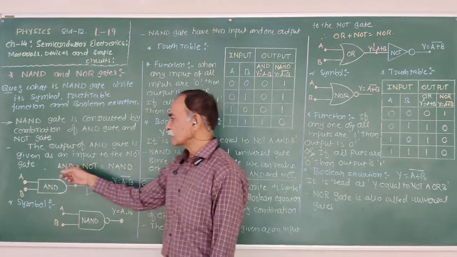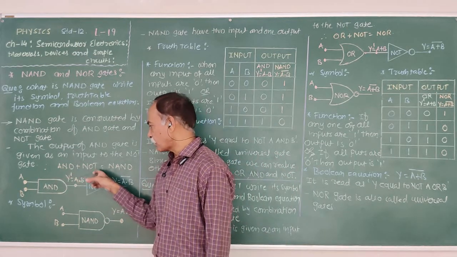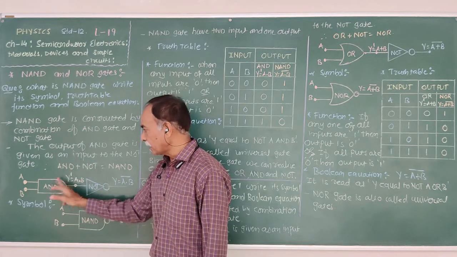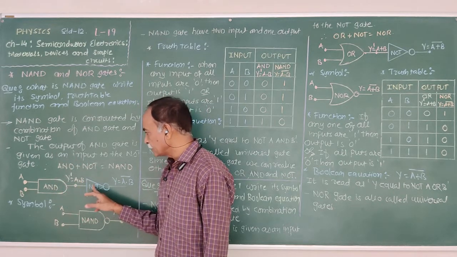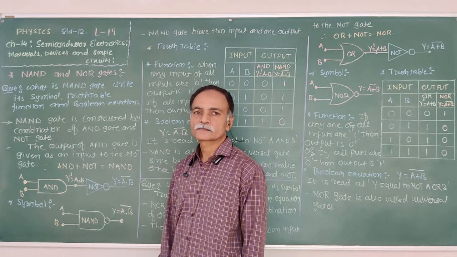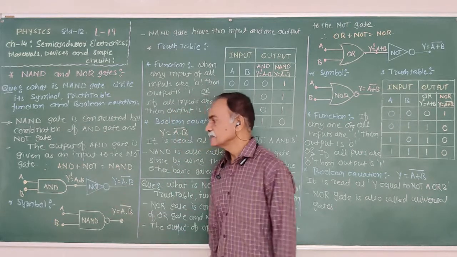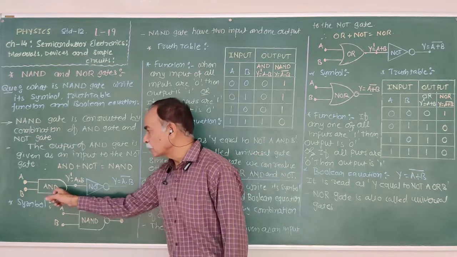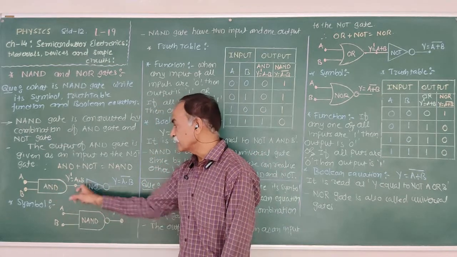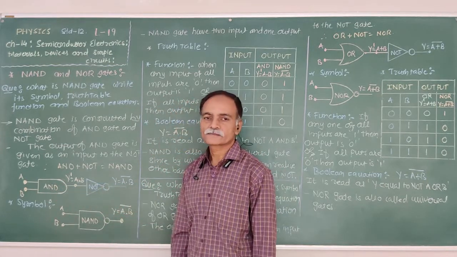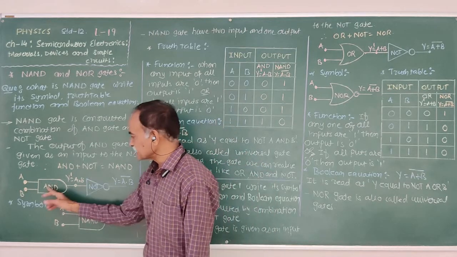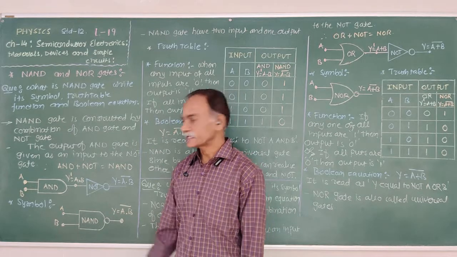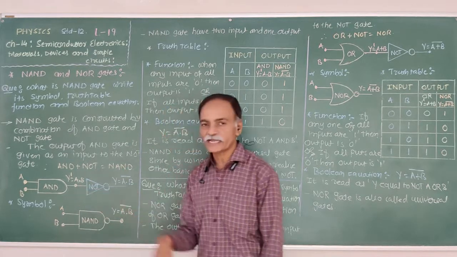Again, by combining two basic gates, AND plus NOT, we obtain the NAND gate. That means the output of the AND gate is given as the input of the NOT gate. So from this symbolic construction, the output of the AND gate is now inverted by the NOT gate. The Boolean equation for the AND gate is y dash equal to A dot B. That is given as input of the NOT gate.